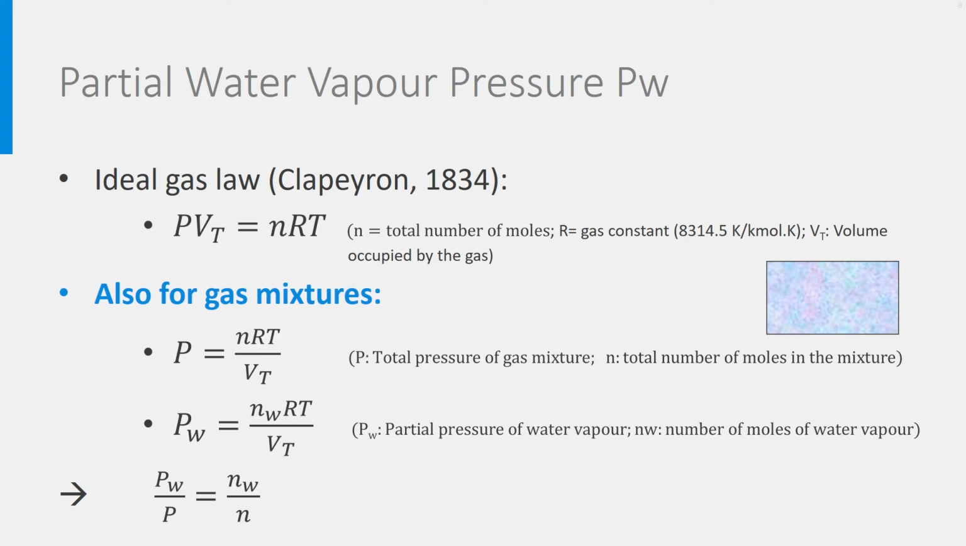The partial pressure of the water vapor is defined as being the number of moles of water times RT divided by the volume. This is because the dry air and the water vapor cannot be separated from each other. They share the same temperature and the same volume. By dividing the second equation by the first one, we find very easily that the ratio of the water vapor pressure by the total pressure is equal to the number of water moles divided by the total number of moles.